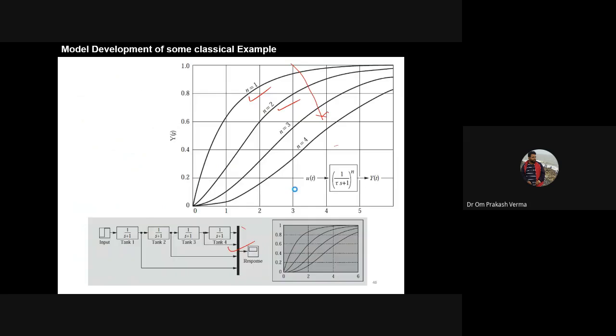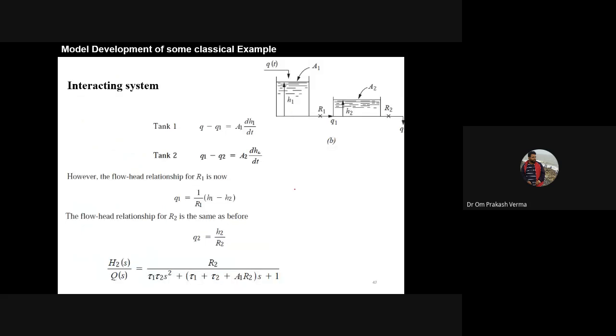Now come to the next part, that is the interacting tank system. In the case of the interacting tank system, we have the same area A1 for the first tank and the area A2 for the second tank. H2 is the height of the second tank, and H1 is the level of the first tank, right? And as we have discussed, this is R1. This valve is not only dependent on this tank, it is also dependent on that tank.